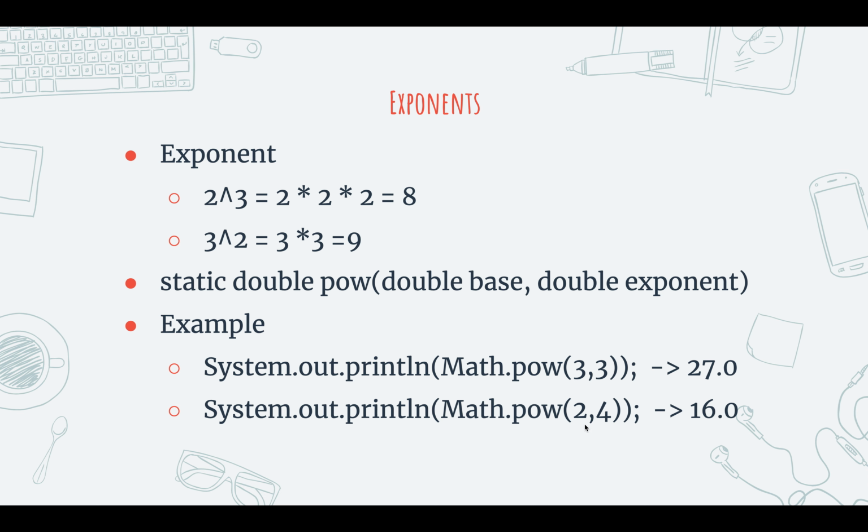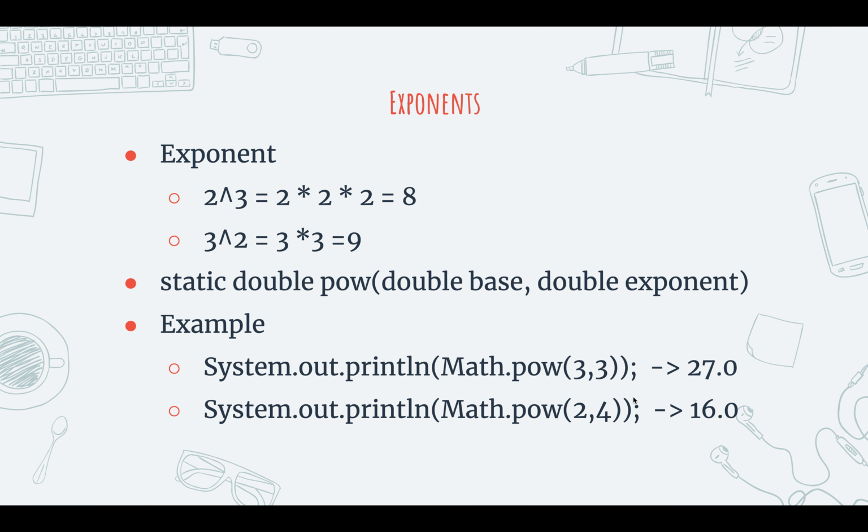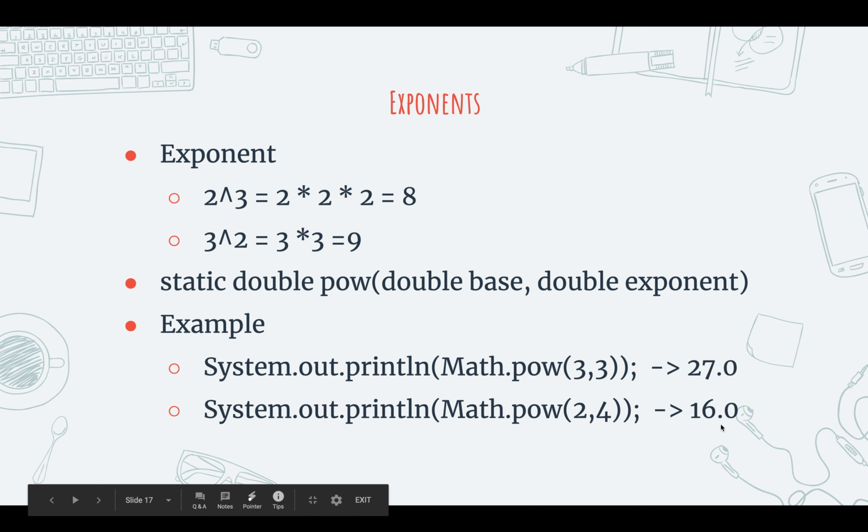Another example is 2 to the power of 4. So we're multiplying 2 4 times. 2 times 2 times 2. 2 times 2 is equal to 4. 4 times 2 is equal to 8. And then 8 times 2 is equal to 16. And again, it's a double that's getting returned.